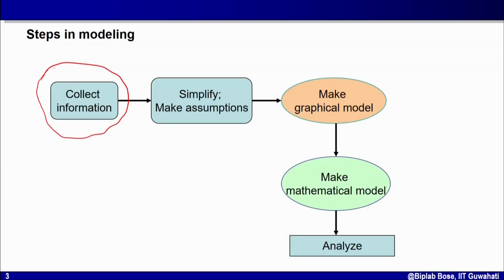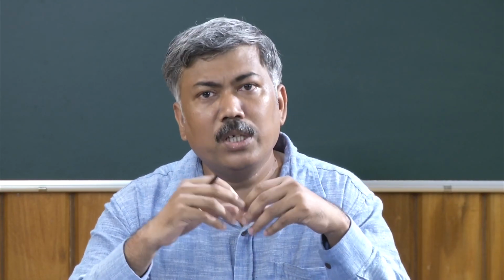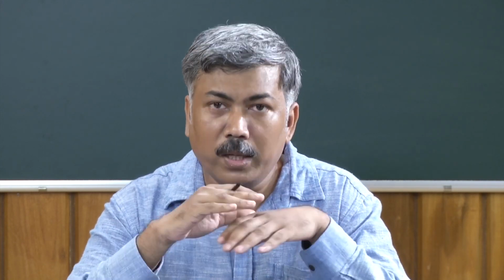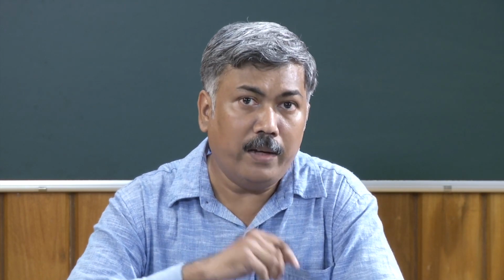Once you have collected all this information, you try to make some simplifying assumptions, so that your model becomes simplified. We will discuss this simplification and these assumptions when we discuss specific mathematical models in the subsequent modules. Once you have made those assumptions, the third step comes: you make a graphical model. This is where you make a visual representation of the problem that you want to sort out through mathematical modeling. I will discuss this graphical model in detail in a couple of slides.